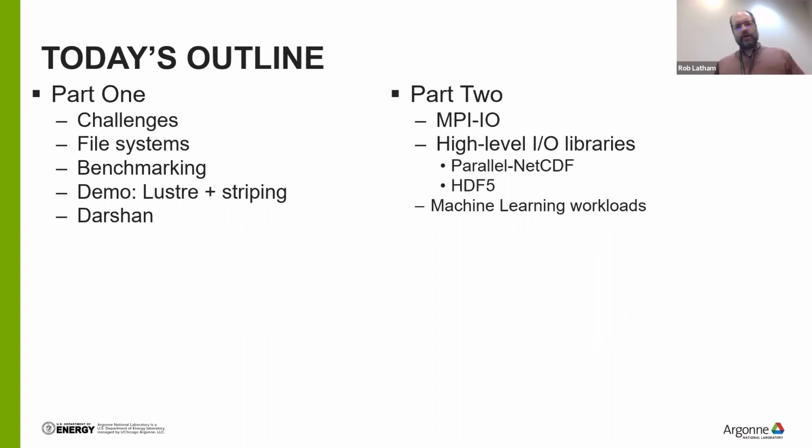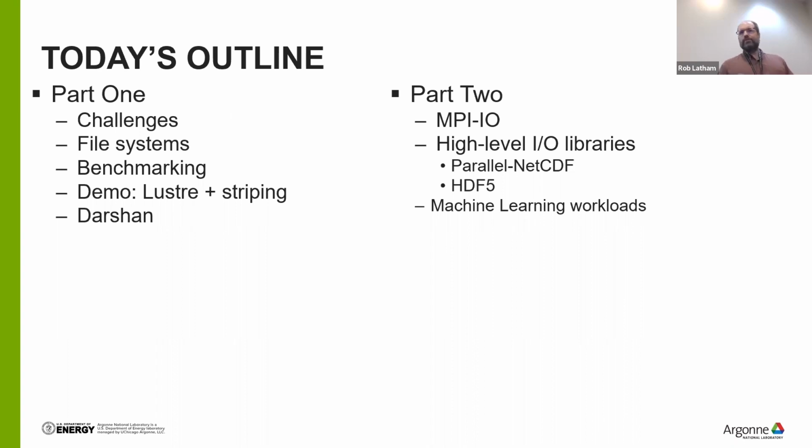We'll catch our breath, get some water, and then we'll go to a little bit higher level of the software stack. We'll talk about the MPI-IO library, which is something I spent a lot of time working on. We'll talk about some of the higher level IO libraries that sit on top of MPI-IO, like Parallel netCDF and HDF5. And towards the end of the talk, I have an example of a machine learning oriented benchmark.